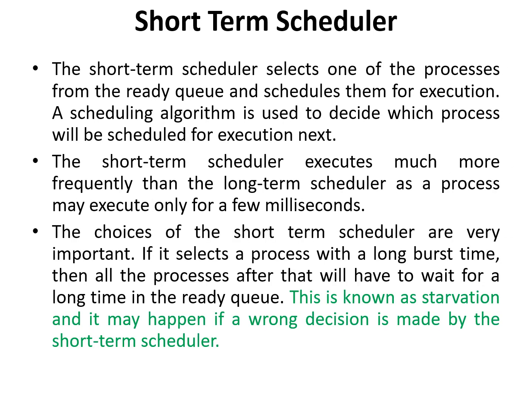Next, the short-term scheduler. The short-term scheduler selects one of the processes from the ready queue and schedules it for execution. A scheduling algorithm is used to decide which process will be scheduled next. The short-term scheduler executes much more frequently than the long-term scheduler, as a process may execute for only a few milliseconds. The choice of the short-term scheduler is very important. If it selects a process with a long burst time, all the processes after it will have to wait for a long time in the ready queue.